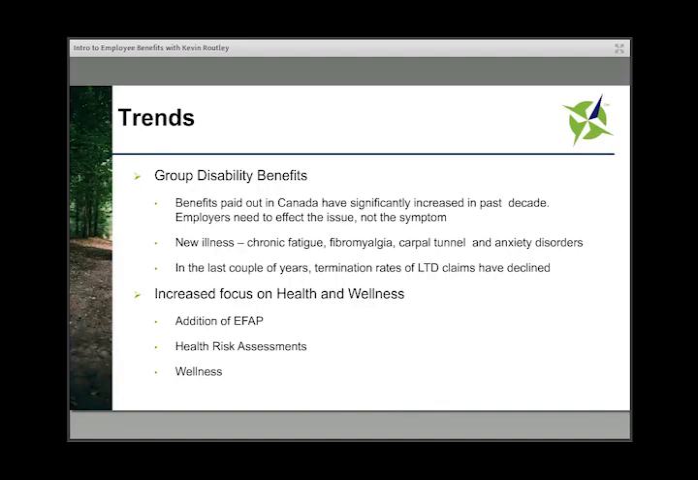This is probably my favorite topic when I'm talking about a benefit program and I'm going through a renewal with an employer, because there's a lot of things that are constantly changing within benefits. What's trending most importantly are the benefits paid out in Canada have significantly increased in the past decade. Employers need to affect the issue and not the symptom. And what I mean by that is some employers look at their claims experience and see that their drug claims have gone up. Well, if drug claims go up, your premium goes up.